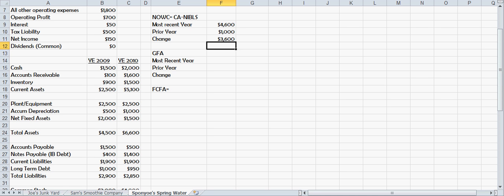The next and third final piece of our formula is gross fixed assets and the change in gross fixed assets. We want to use gross fixed assets, which is the plants and equipment line, not the net fixed assets line, because otherwise we would be double counting the impact of depreciation. You'll recall that we already took into account depreciation back up in the EBITDA, so we don't want to double count that. In this case, our most recent year gross fixed assets were $2,500. Our prior year gross fixed assets were also $2,500. So our change, which is most recent year minus our prior year, is 0.